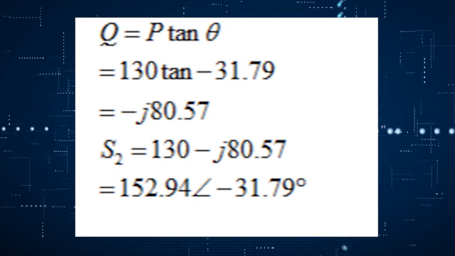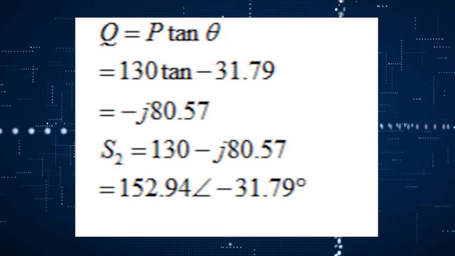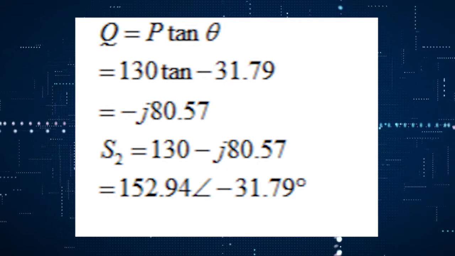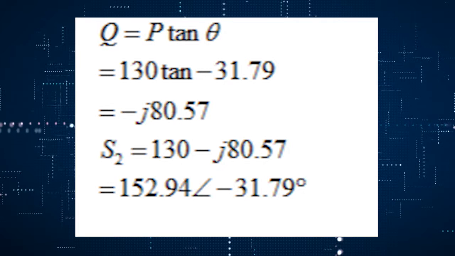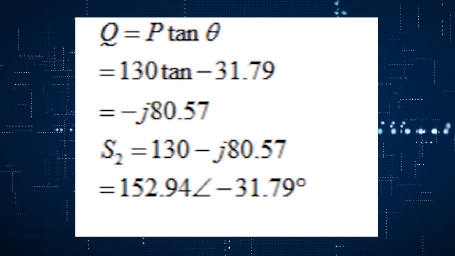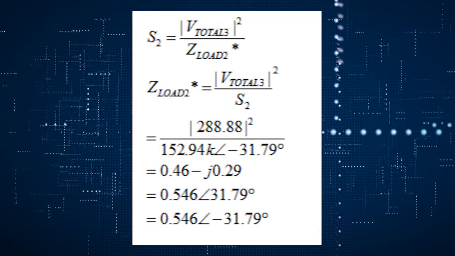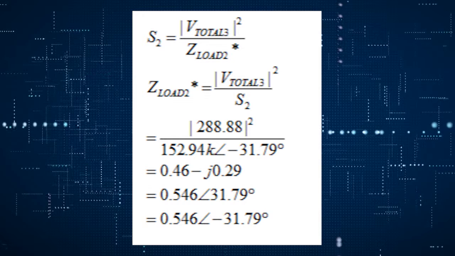We will proceed to calculate impedance at load 2. There are real power and power factor given. By using this formula, we can find reactive power, which is Q, so that the complex power can be found. So, by using this formula, we can find the impedance at load 2.